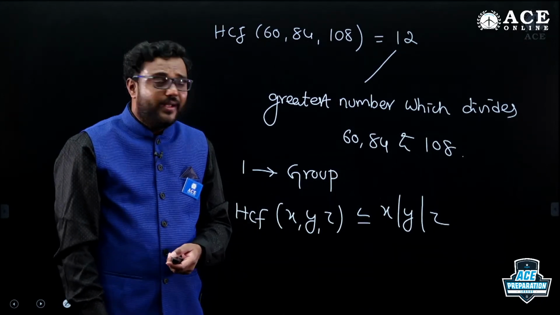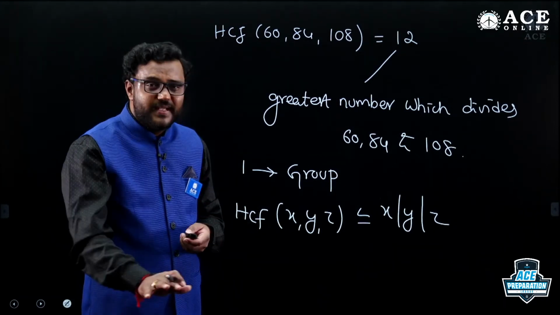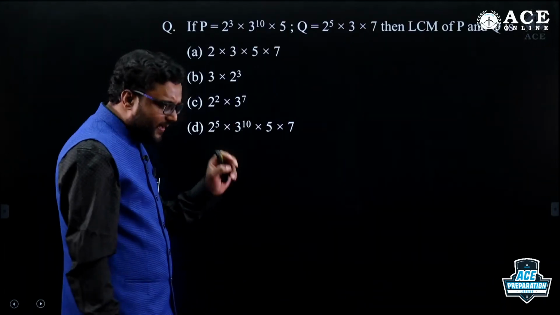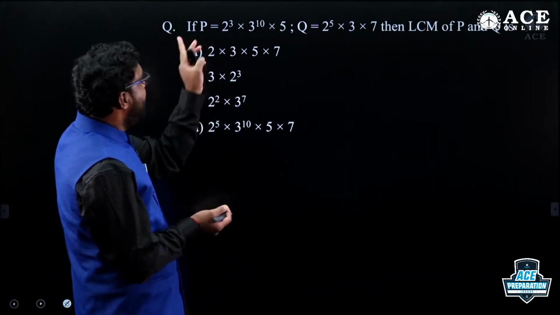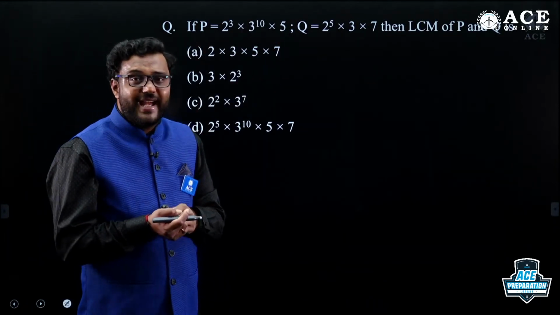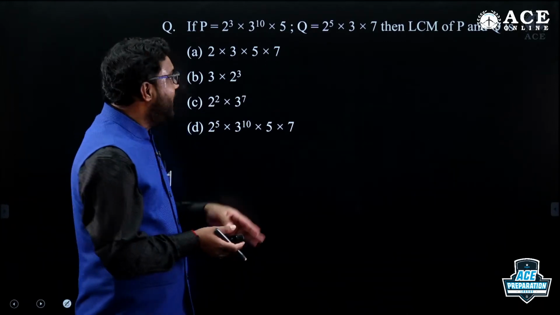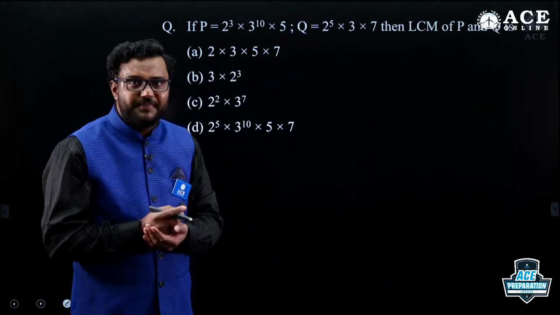Right. Now, let's go ahead with the questions, my dear friends, with these inputs. Previous questions given in SSC CGL, all those things. See the first question, my dear friends. P and Q are given. You should calculate LCM of P and Q. To reduce the burden for you, everything is already given in prime number powers.